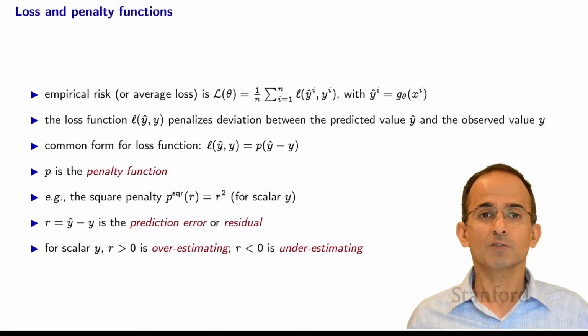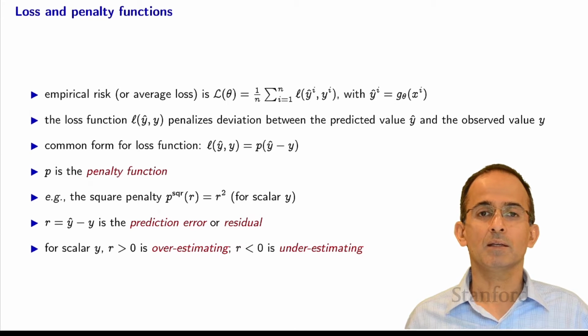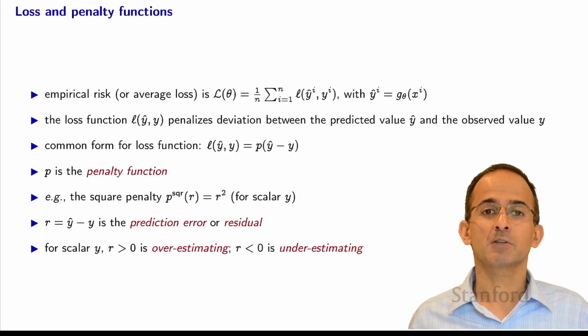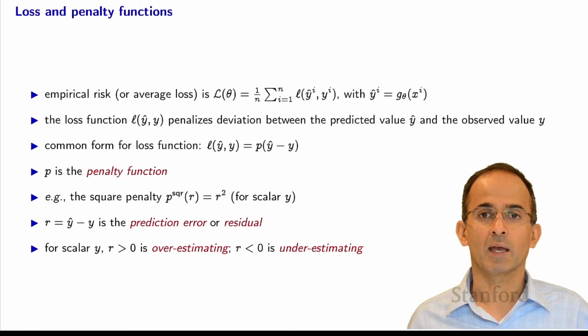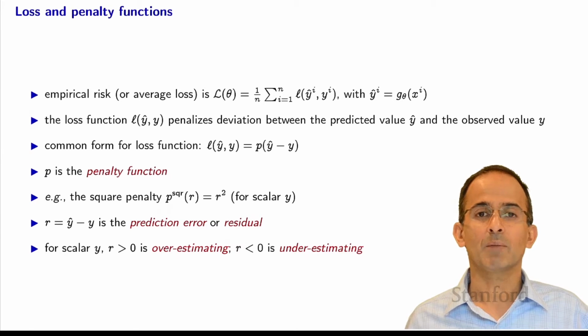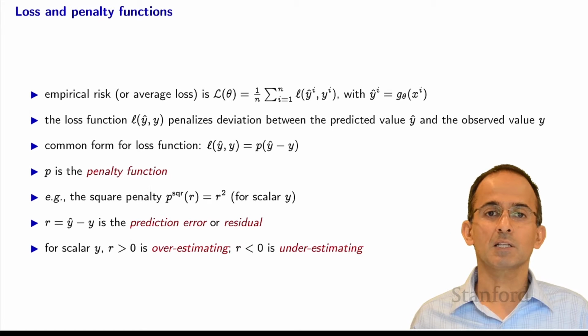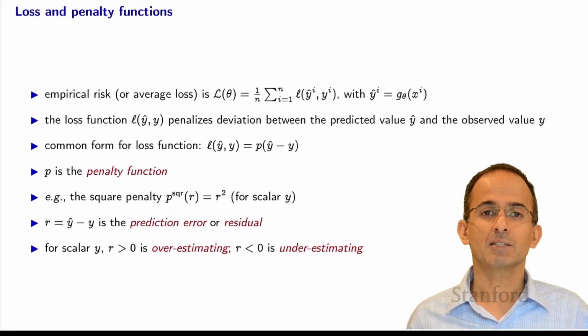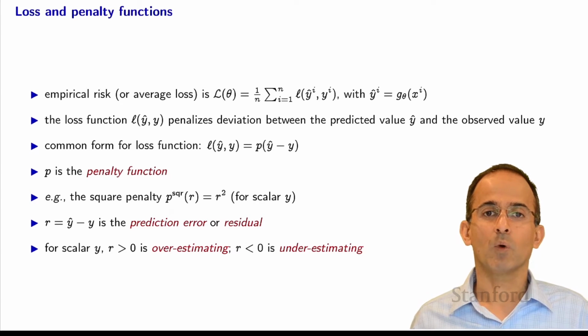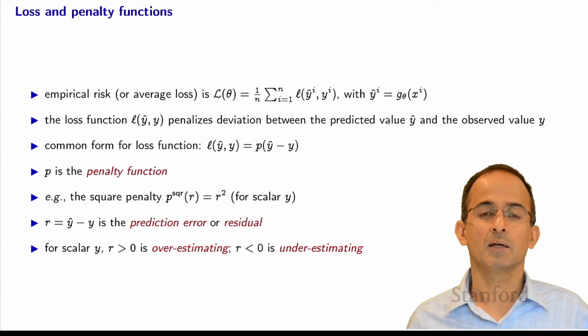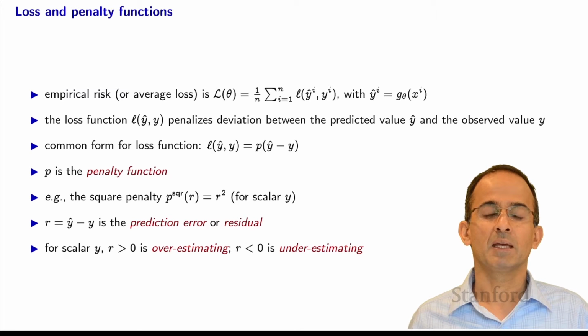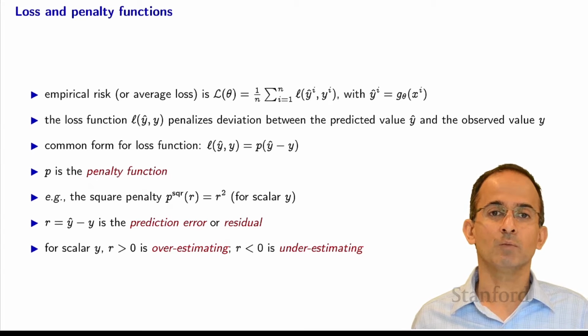Now, very often the loss function L(ŷ, y) is intended to measure the discrepancy between ŷ and y. How much is the deviation between ŷ and y? And so, as a result, it's very common that the loss function looks like a penalty function, p, of ŷ minus y. Here, p can take several different forms.